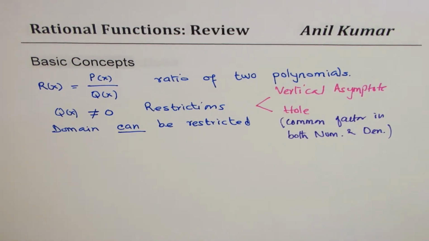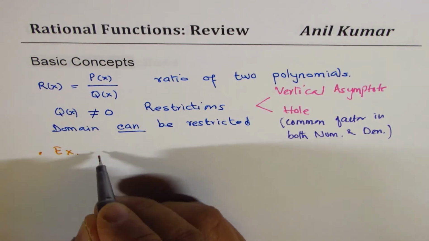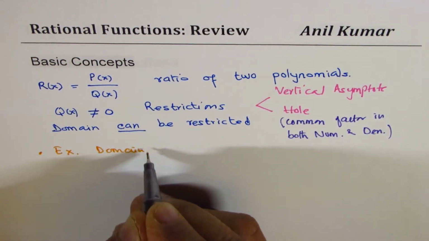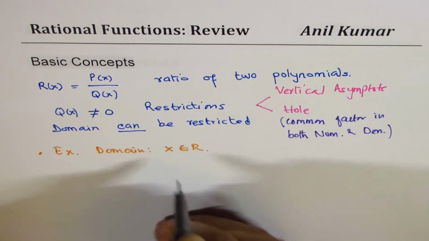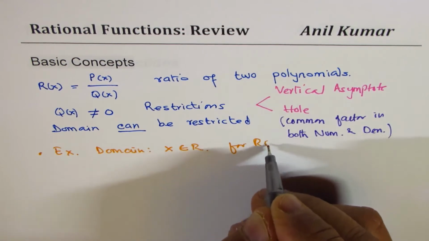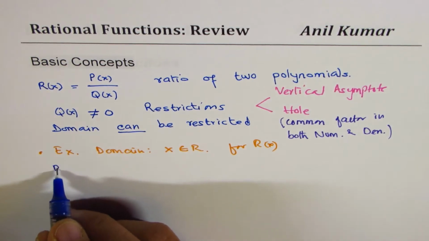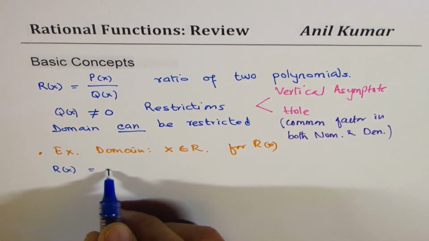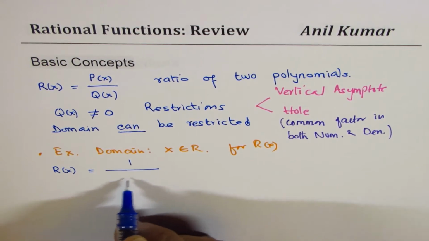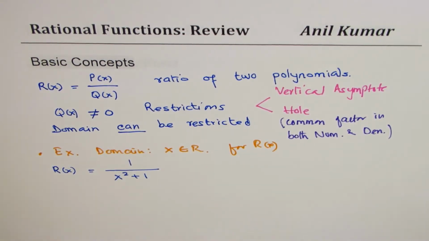Now here it is important to understand a few things, which is, when I say domain can be restricted, I'd like you to give me an example where domain is x belongs to real numbers. Can you give me an example for a rational function for r of x? You can always pause the video, write down your answers. Here is a good example. We could always say r of x is equal to 1 over. Denominator should not be 0, but we need something here to make it rational. It could be x squared plus 1. Does make sense to you, right?